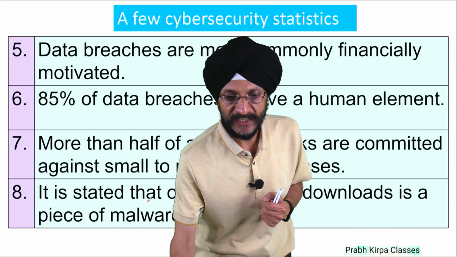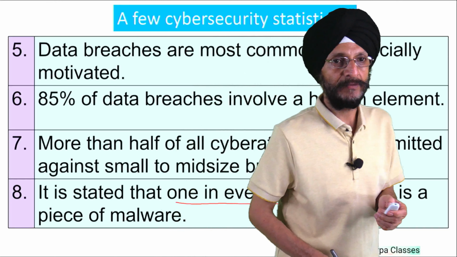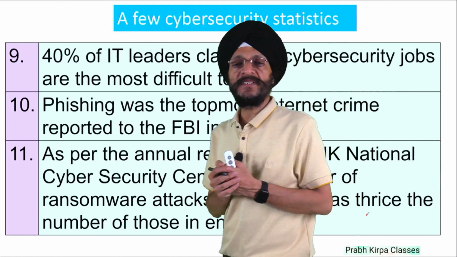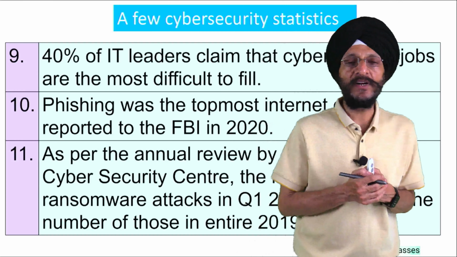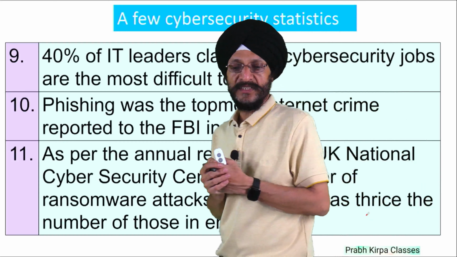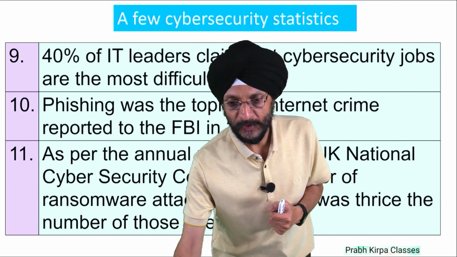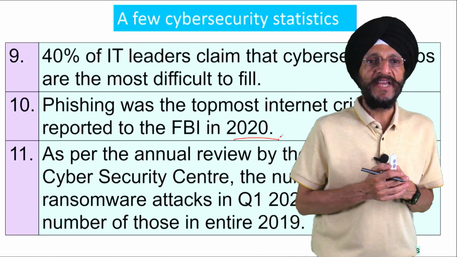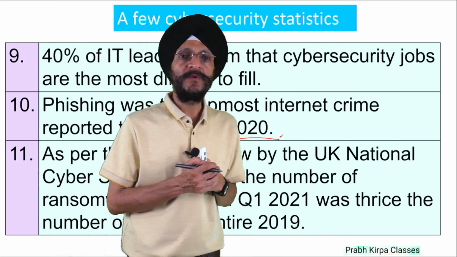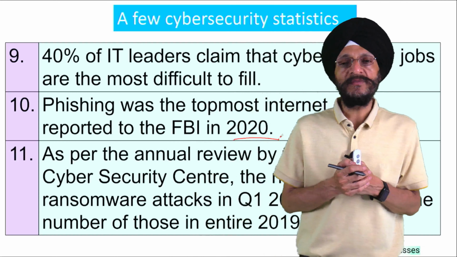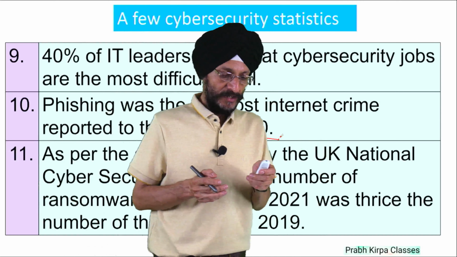8th point, it is stated that 1 in every 14 downloads is a piece of malware. 9th, 40% of IT leaders claim that cybersecurity jobs are the most difficult to fill. 10th, phishing was the topmost internet crime reported to the FBI in 2020. 11th, as per the annual review by the UK National Cybersecurity Centre, the number of ransomware attacks in Q1 of 2021 was thrice the number of those in entire 2019.